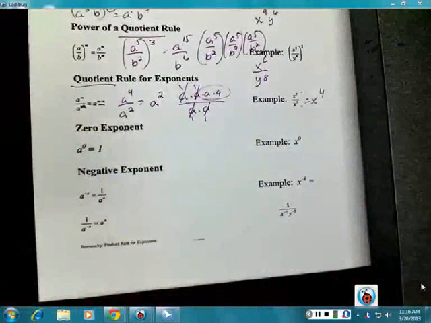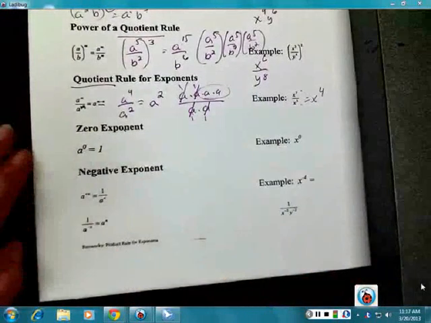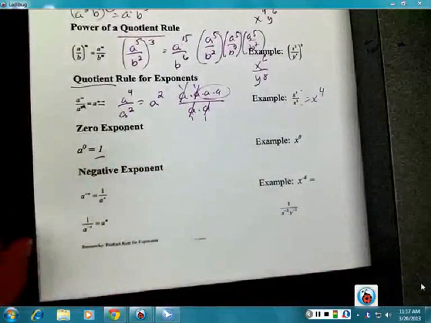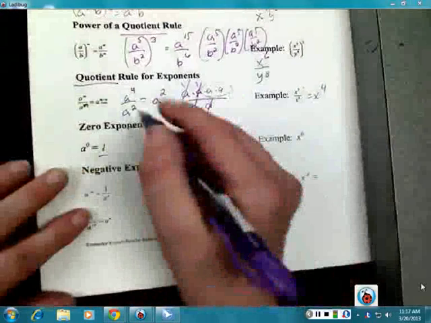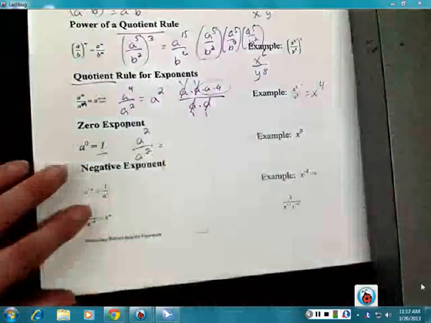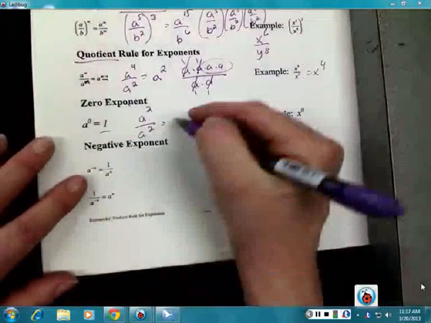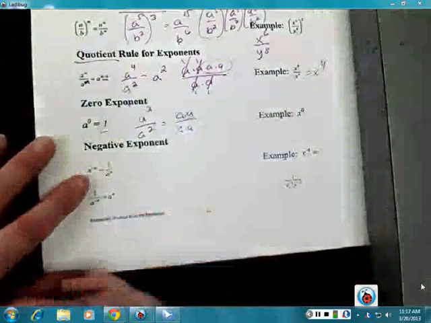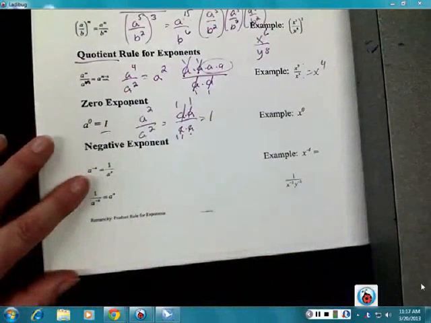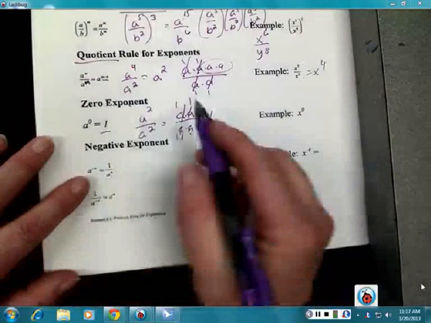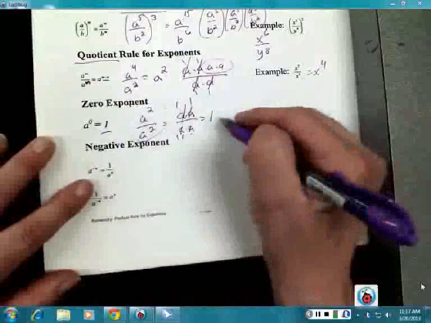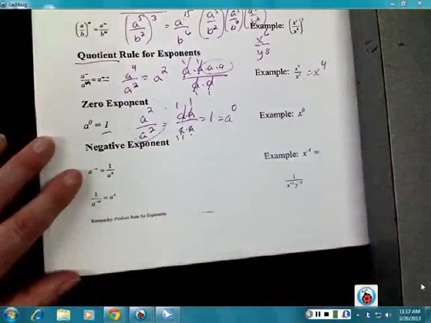Back to our properties. Zero exponent: if you have a 0 power on anything, I don't care what the base is, it's equal to 1. Why does that happen? Take a to the second over a to the second. Extended out, it's a times a over a times a, and when the a's cancel, they all become 1s, so I get 1. But if I use my quotient rule, my bases match, 2 minus 2 is 0. So a to the 0 power is equal to 1.